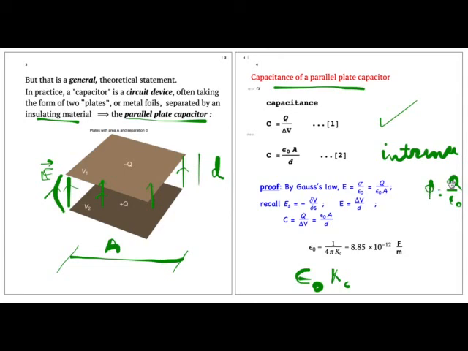So the flux is Q over epsilon zero. Q is sigma times A. The flux is E times A, so the A's cancel. And so E is just sigma over epsilon zero, or Q over epsilon naught A. I guess the easy way to see it is that the flux is E times A, and that's equal to the charge over epsilon zero. So E is the charge over epsilon zero A.